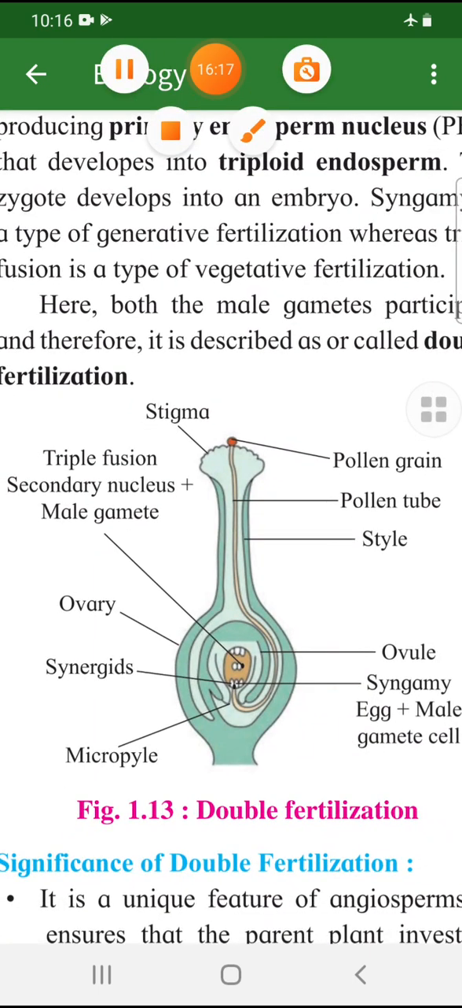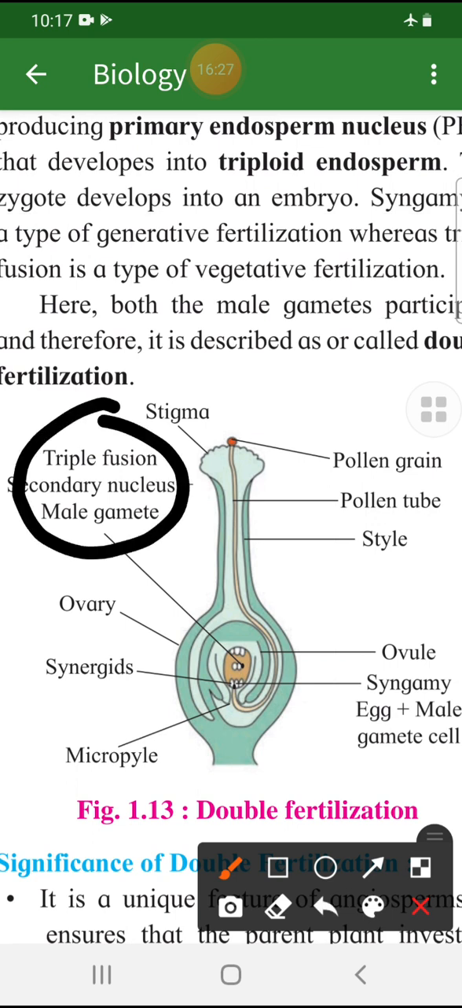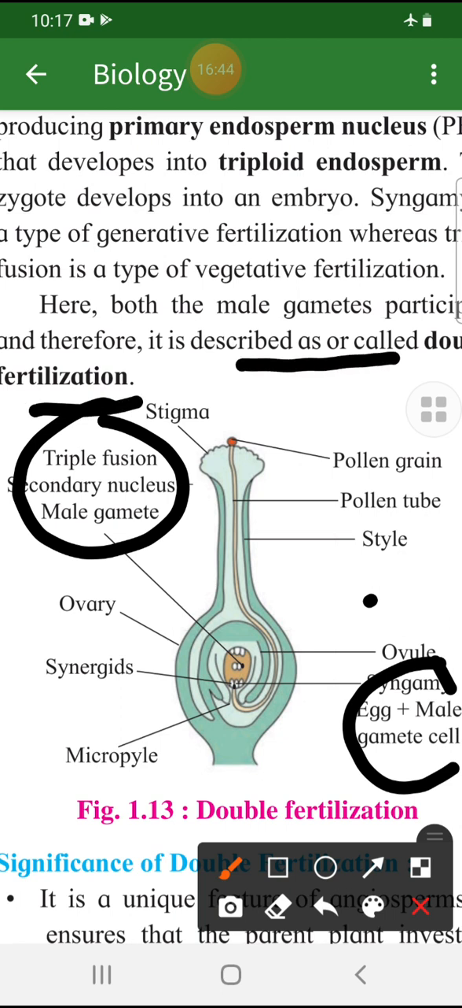When an exam asks you to draw the diagram of double fertilization, you have to draw this diagram showing triple fusion and syngamy. It has to be clearly shown. So make sure you draw the diagram of double fertilization and explain what happens in it. Two types of fusion are happening, both have to be explained, and the diagram is important.